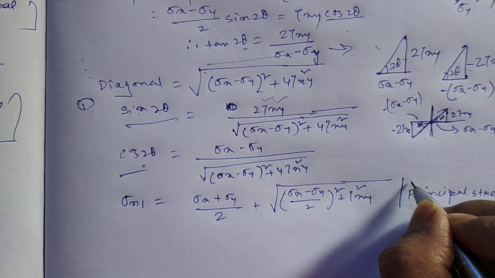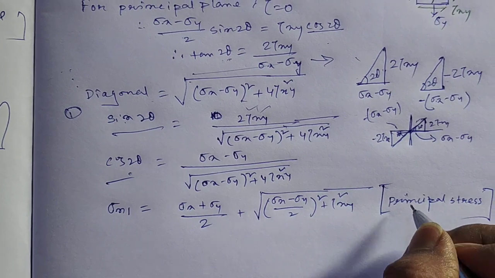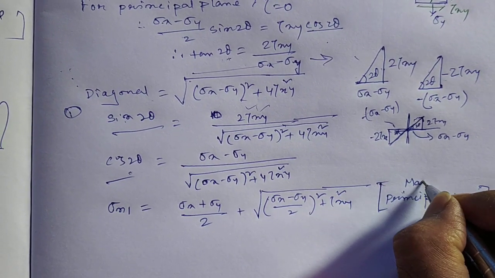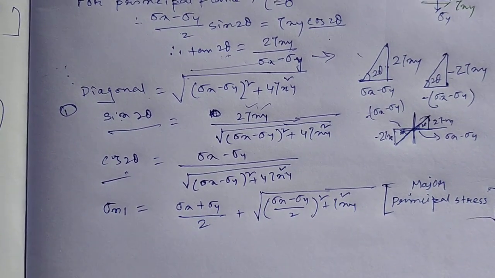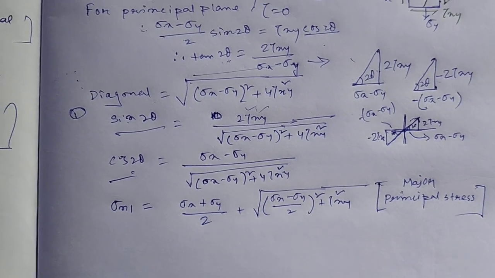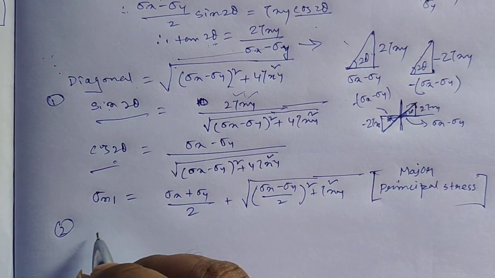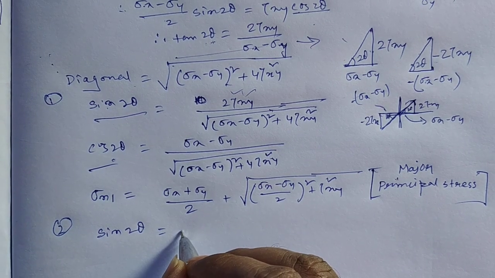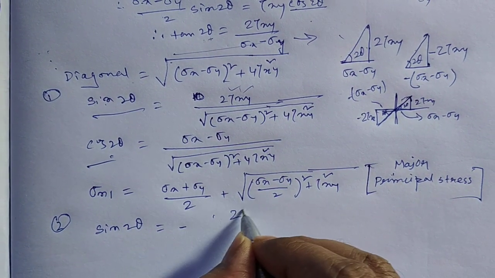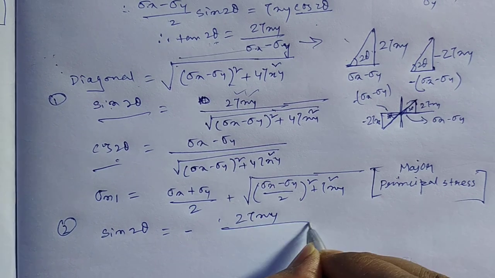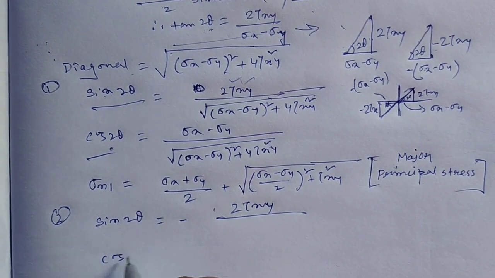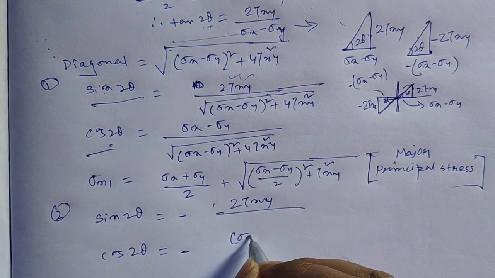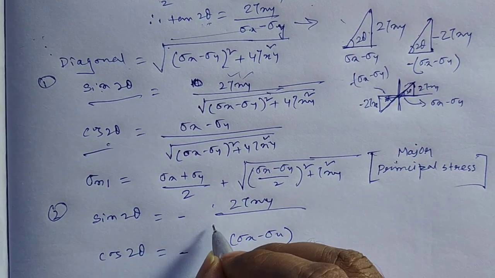So this is one principal stress. As we are taking the positive signs, this value will be higher, so we can say this is the major principal stress, right? Similarly, for the second case, you will be getting a value of sine 2 theta where only the negative sign will be there and the other part will be the same, and for cos 2 theta again the negative sign will be there, other part the same.